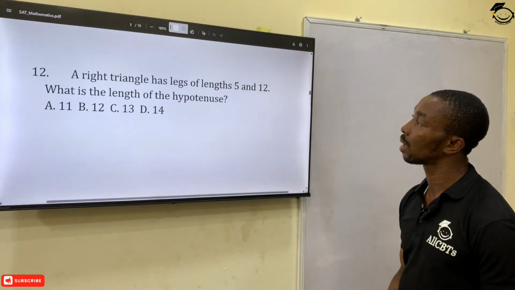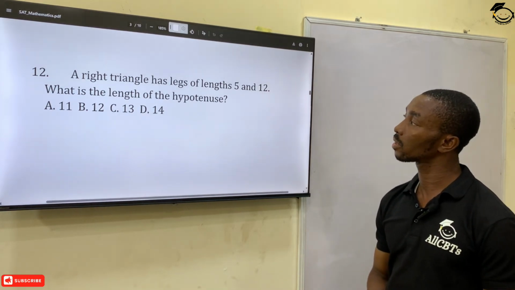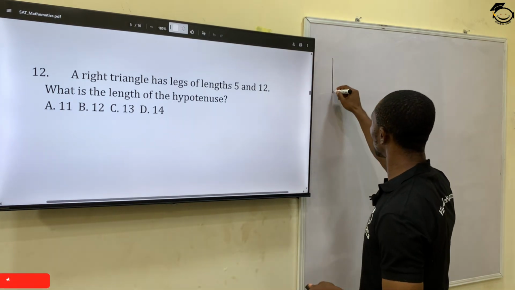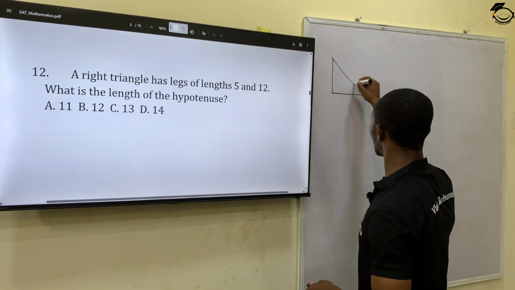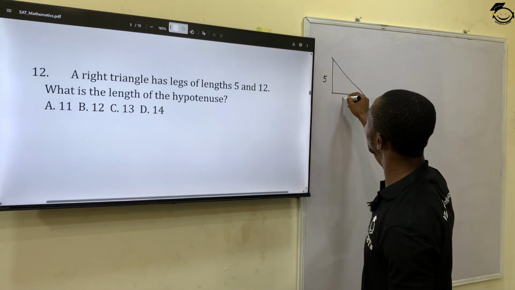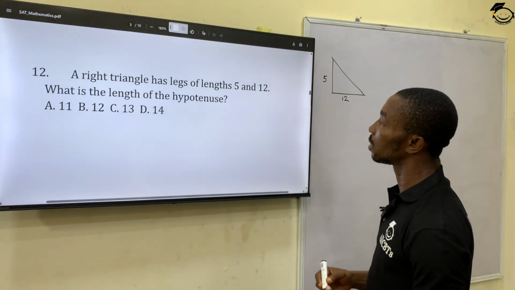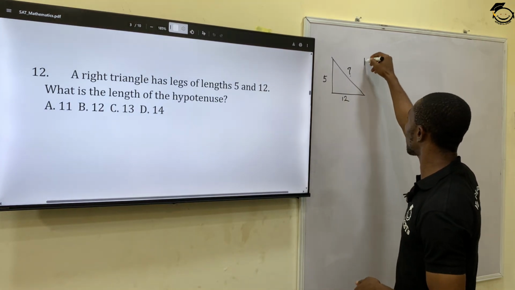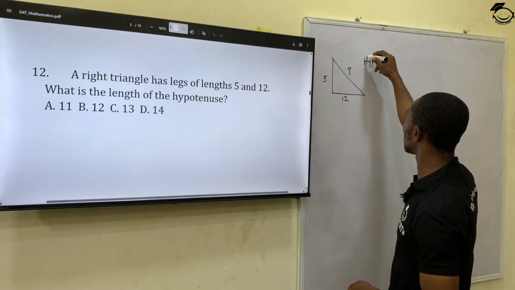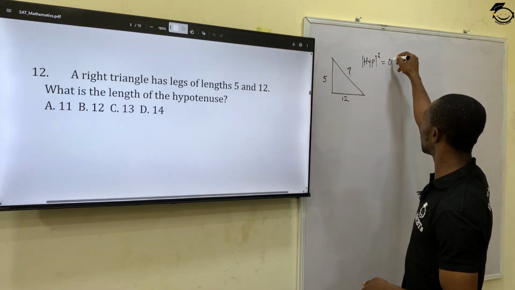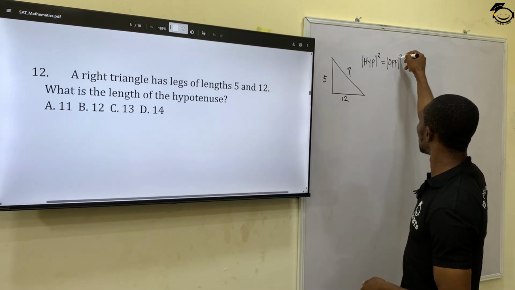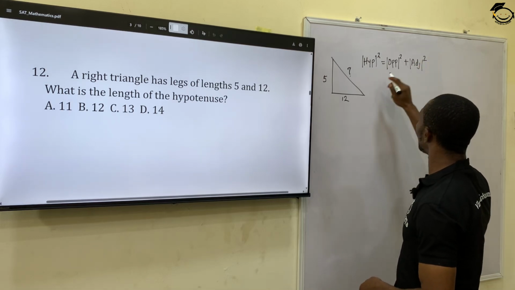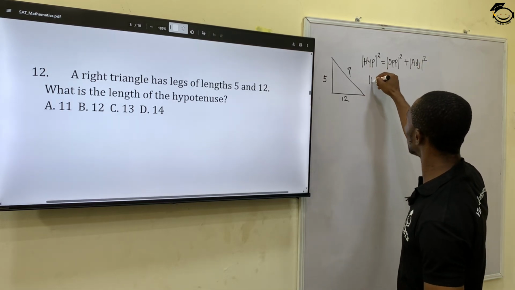A right triangle has legs of length 5 and 12. Now, if we have a right-angled triangle of length 5 and 12, what is the length of the hypotenuse? Now, in finding this, we are going to use our Pythagoras theorem of hypotenuse squared equals opposite squared plus adjacent squared. Okay, now our hypotenuse we do not know.